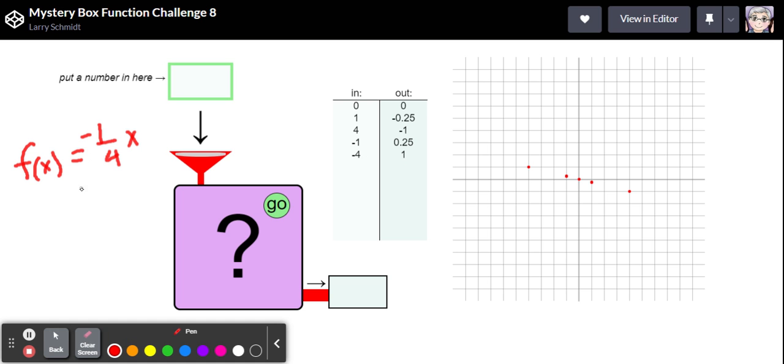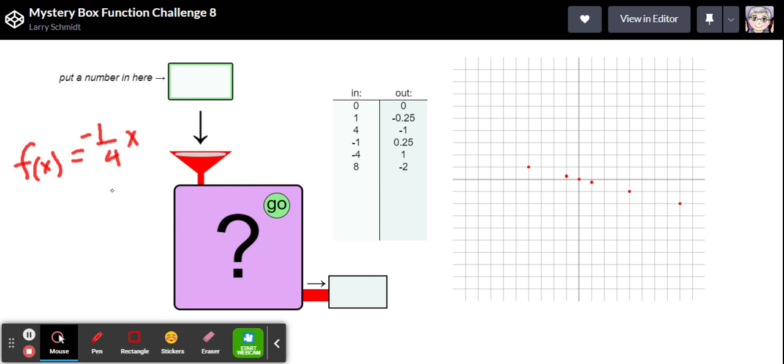So if this is right, let's pick a number that would be easy to tell. Let's put in an 8. So 8 times negative 1/4. So you're dividing the 8 by 4 and then taking the negative. So 8 divided by 4 is 2. So this should be a negative 2 out the bottom if this is right. So let's try that. Aha, negative 2. So that prediction is borne out.